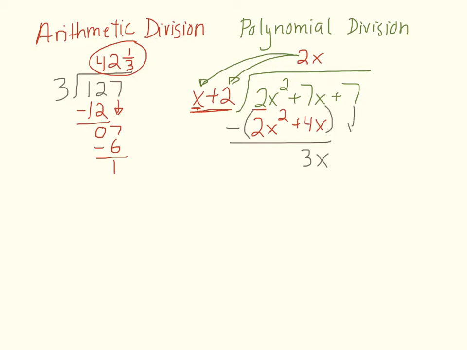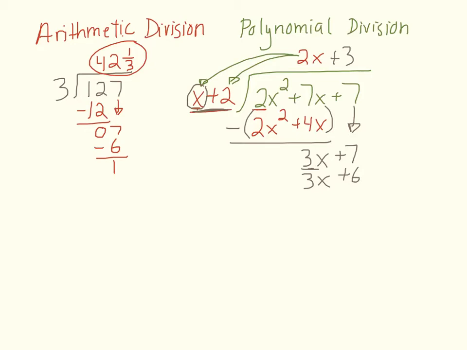Then I want to bring down the 7. So now I have 3x plus 7. So you want to repeat that same process. You want to ask yourself, what do I want to multiply this x by to get rid of this 3x here? Well, if I multiply x by 3, I'll have 3x. So same thing. Distribute the 3 to both of these terms. So you have 3 times x, that gives you your 3x, and then 3 times 2 will give you 6.